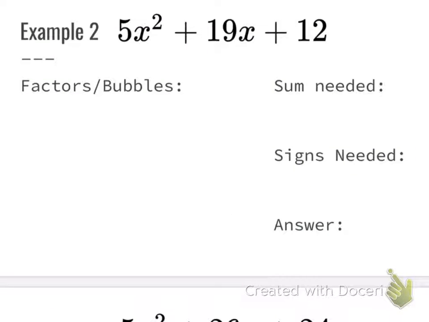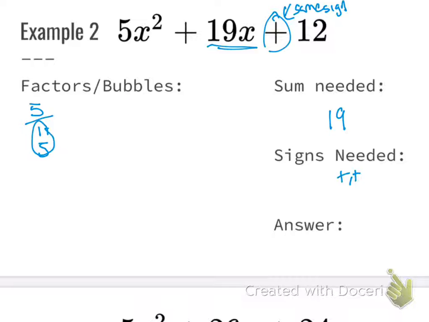Our next one says sum needed. Remember that sum comes from that middle term. So that's going to be that 19. Signs needed: this tells you same sign. This tells you they're both going to be pluses. So plus, plus. Okay, so what multiplies to give me 5? It's just going to be 1 and 5. What multiplies to give me 12?